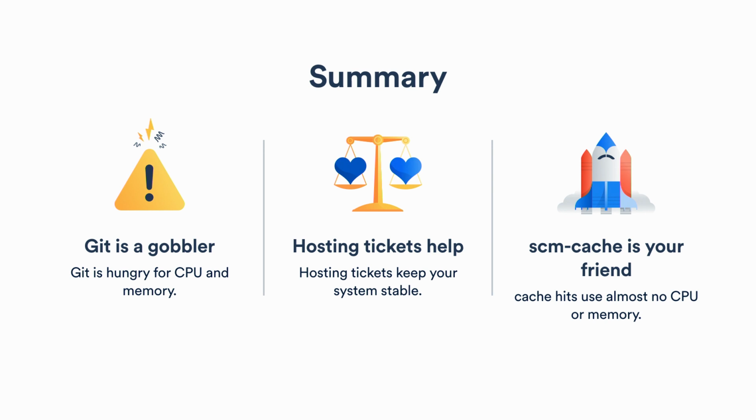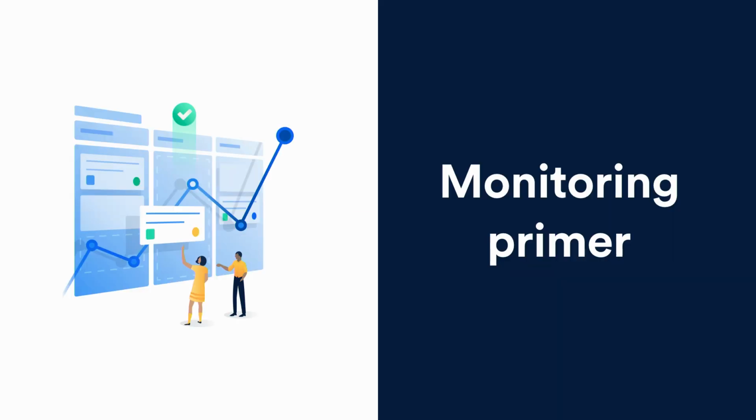So to summarize, Git is really, really hungry for CPU and memory. Hosting tickets help to keep your system stable, and SCM-CACHE is your friend. So I want to discuss a few high-level pitfalls and gotchas when it comes to monitoring that I hope you all find useful. I want to discuss monitoring versus alerting and sampling versus events.